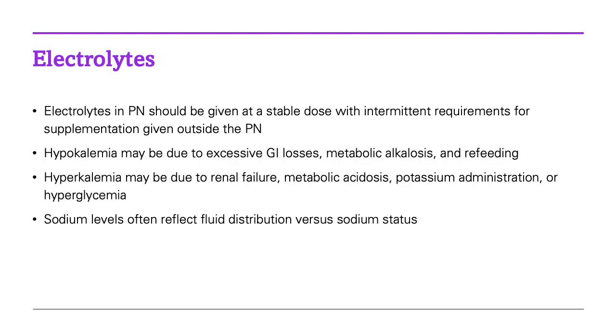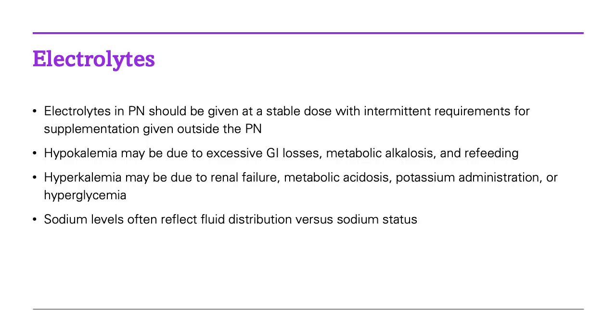Electrolytes in the PN should be given at a stable dose, with intermittent requirements for supplementation given outside of the PN. Hypokalemia may be due to excessive GI losses, metabolic alkalosis, and refeeding. Hyperkalemia may be due to renal failure, metabolic acidosis, potassium administration, or hyperglycemia. And sodium levels often reflect the fluid distribution versus actual sodium status.